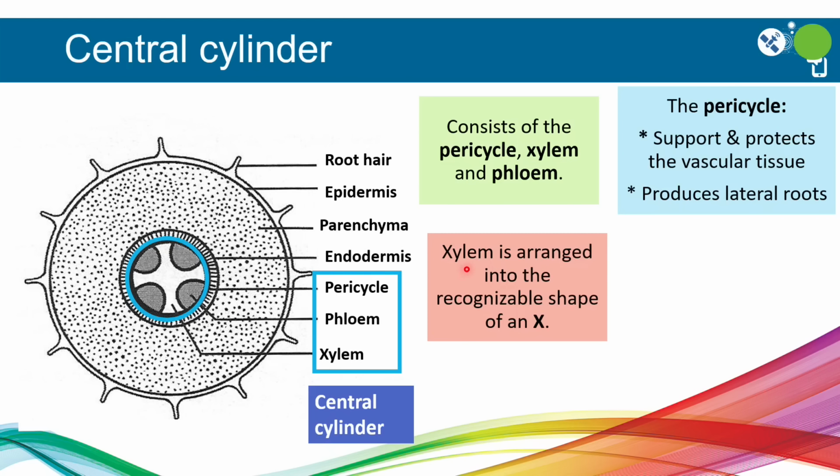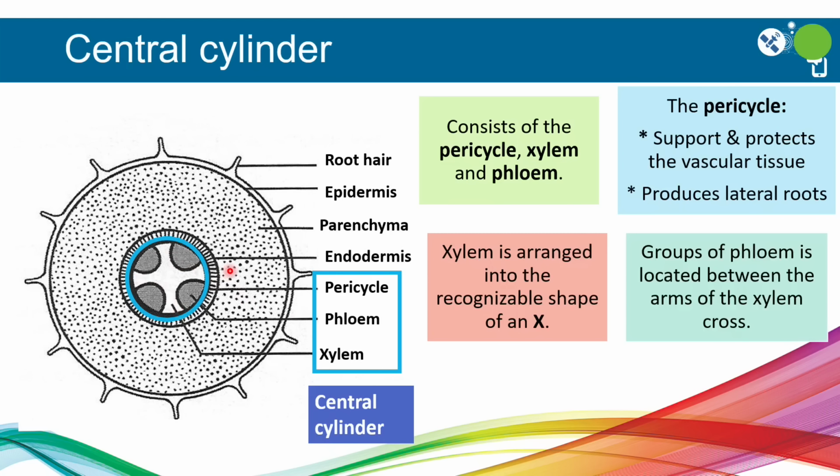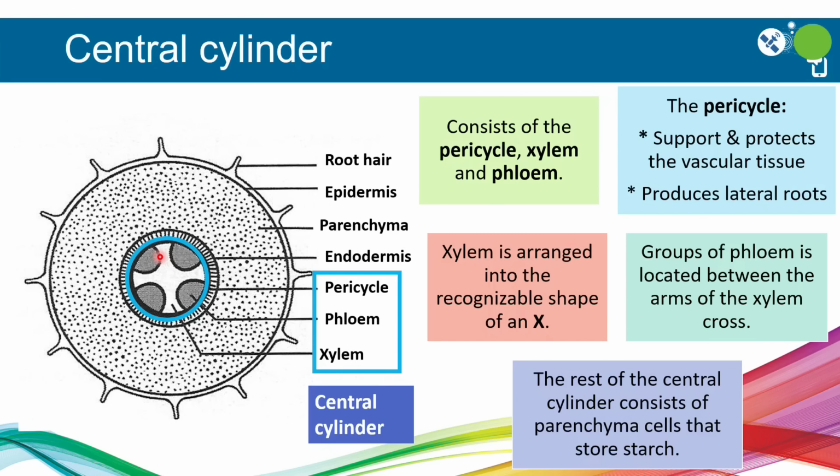Okay, so in terms of the xylem, it's recognizable by being in an X shape, as we can see here, and then as indicated earlier, the phloem will be in between the arms of the letter X of that cross. Okay, so the rest of the cylinder consists of parenchyma cells, and their function would be to store starch, which is obviously glucose in its storage form.